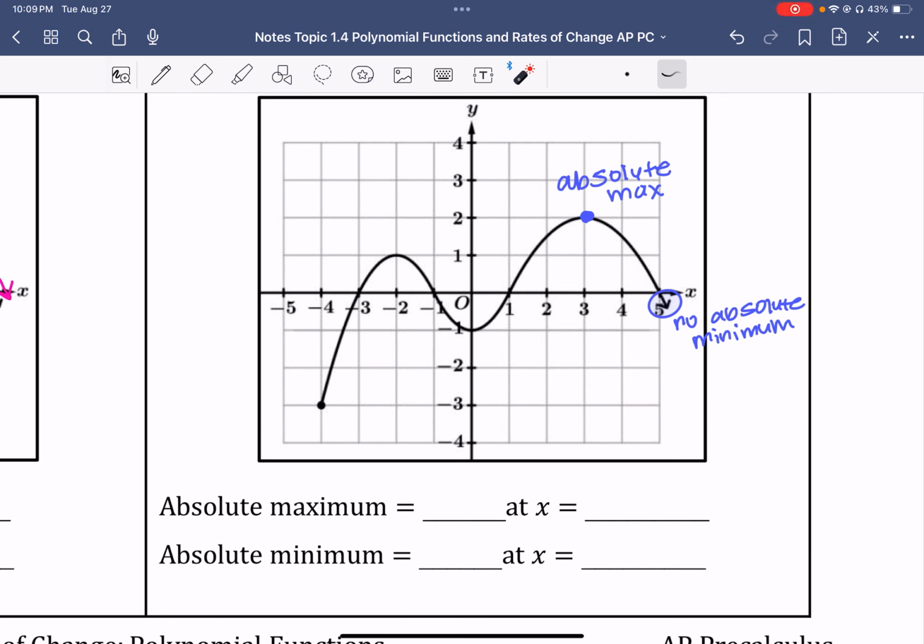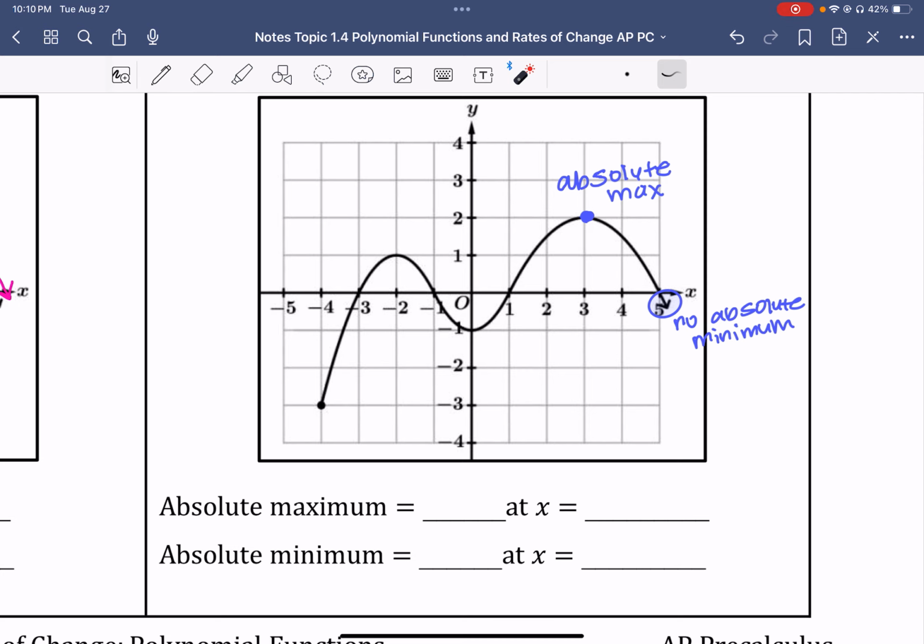Now, we can't say that infinity is the minimum because minimums have to have a numerical value, and we don't know what the value of infinity is. We don't know what the last number is. So that's why we say it goes to infinity. So again, if it goes up forever, no absolute maximum. If it goes down forever, no absolute minimum.